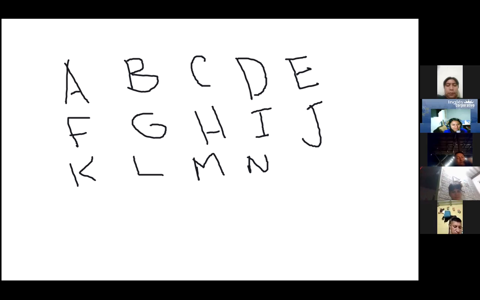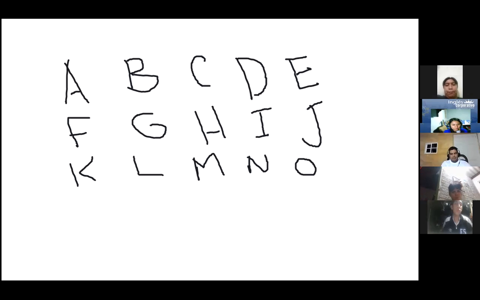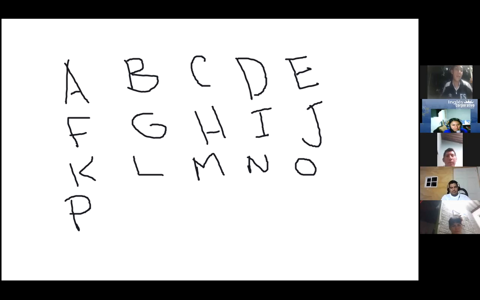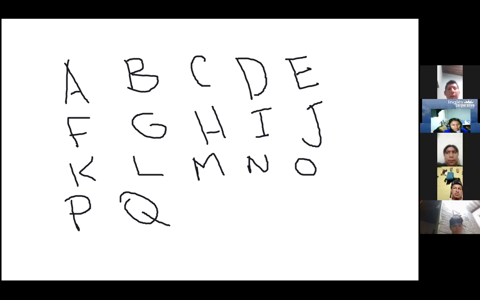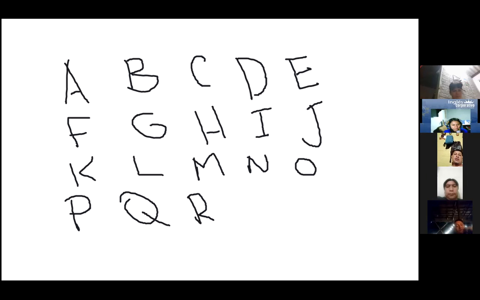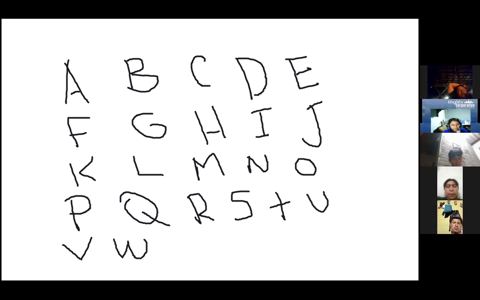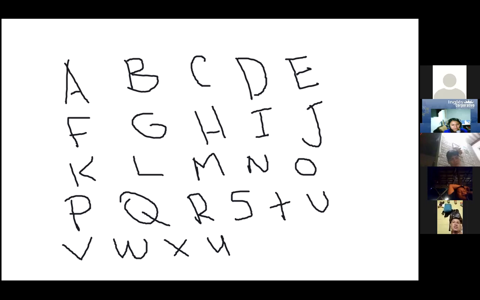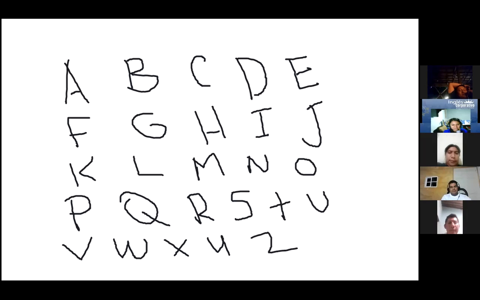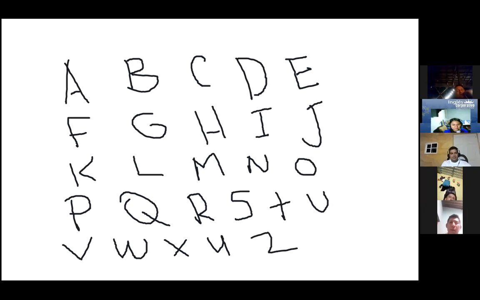M, N. Esa es la diferencia. M, N, O, P, Q, R, S, T, U, V, W, X, Y, Z. Z es como una Z, ¿verdad, teacher? Z, Z, Z, para una abeja, el sonido de abejas.